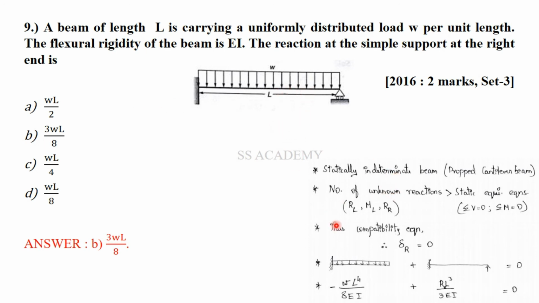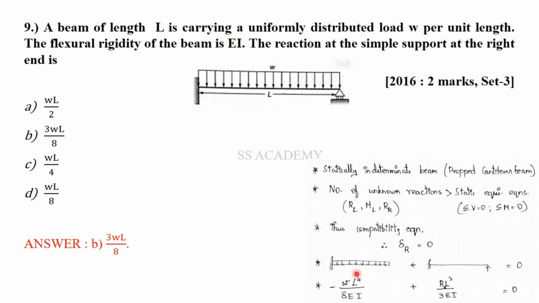In such cases, we should use the compatibility equation. Here the compatibility equation is that the deflection at the right end is 0. Since it is a propped cantilever beam and we have a prop, there is no possibility of displacement or deflection here. So delta R, that is the deflection at the right end, is equal to 0. I have split it into two as we have seen in previous sums: a cantilever beam with a uniformly distributed load plus a cantilever beam with an upward reaction, that is RR.